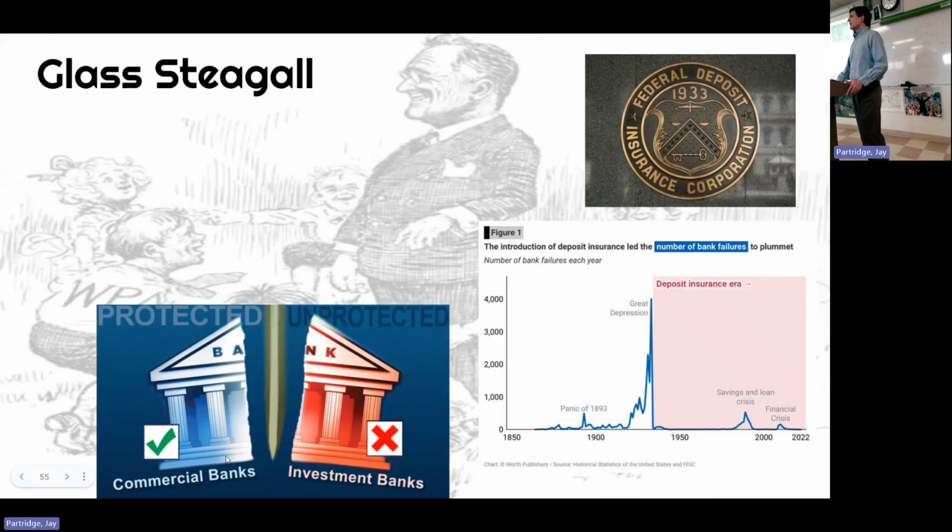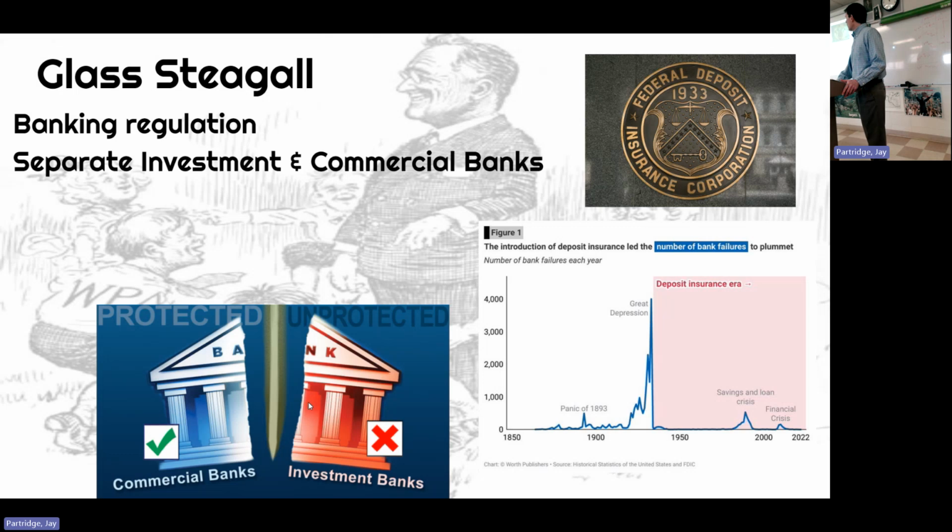The Glass-Steagall Act would be one of the most important laws in American history, the most important law of the 20th century. It would be banking regulation. One of the big things it would do is separate investment, Wall Street banks, from commercial banks, your local banks where you get a car loan or house loan or put your deposit in. Banks were gambling their deposits on risky loans in the stock market. And so for the next 66 years, they'll separate investment banks.